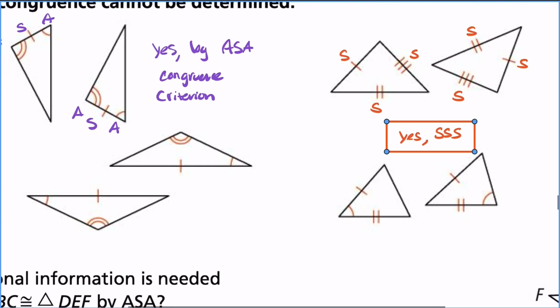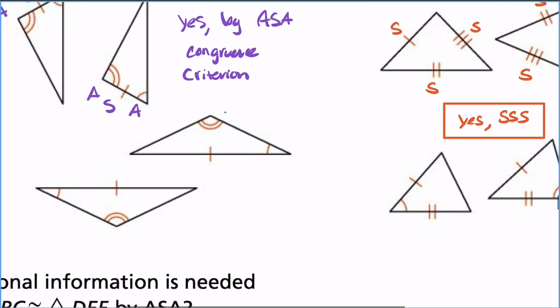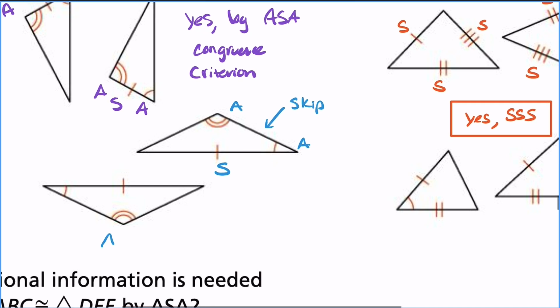In the next one, we have angle, side. I skipped over this one, and I started at the 2 tick marks, so I'll go in the same direction. Angle, side, where I skipped over that side. It's not included, so angle, side, and angle, side works. Great. So yes, angle, side.